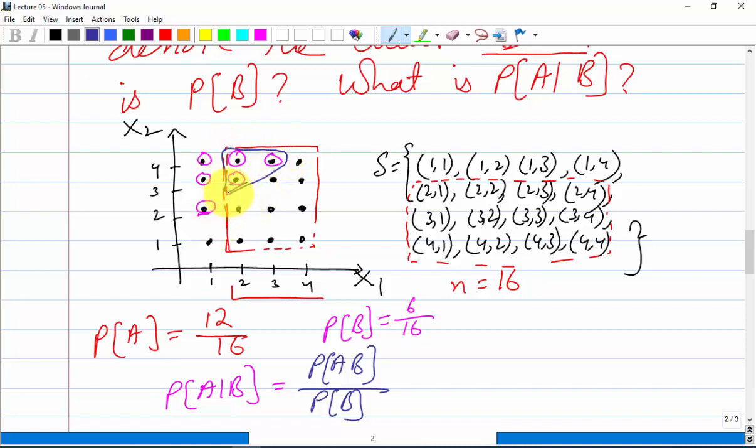Okay, so here we can visualize it clearly, these are only 3 elements. So the probability of A intersection B will be 3 over 16 divided by the probability of B, which is 6 over 16. So it is 3 over 6, which is 1 over 2. So this is very simple. Let's solve another example.